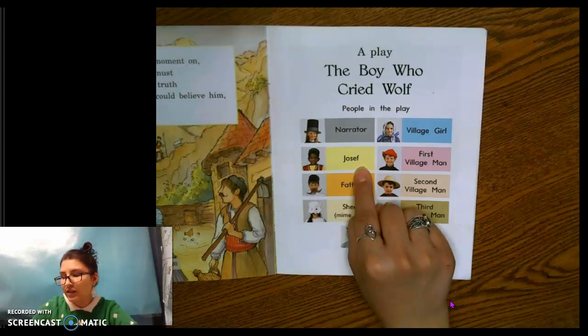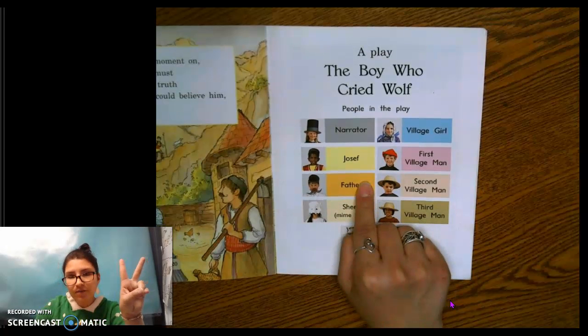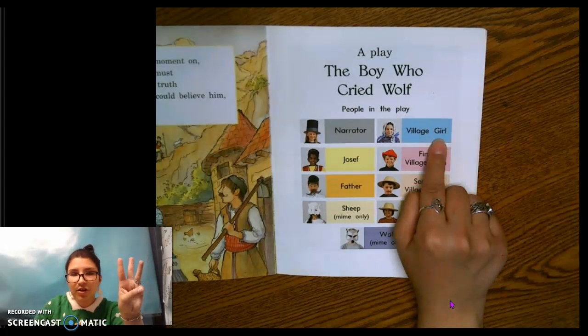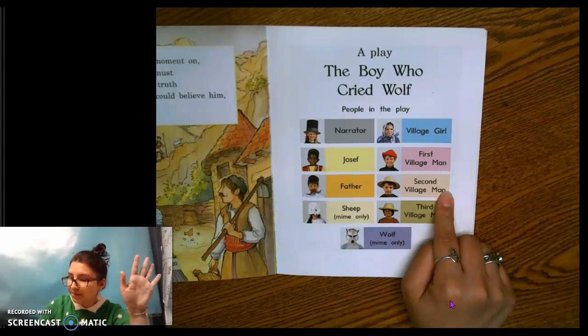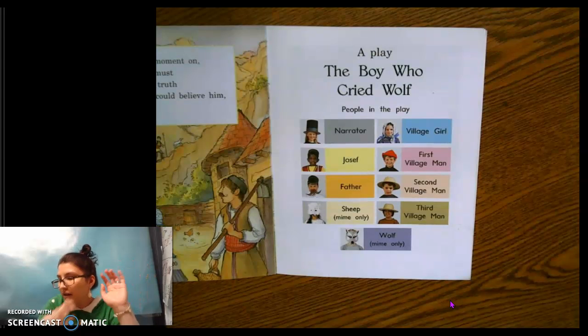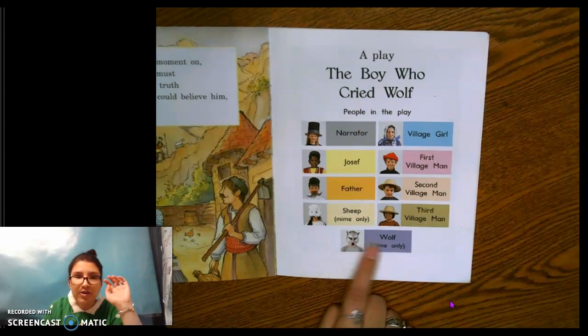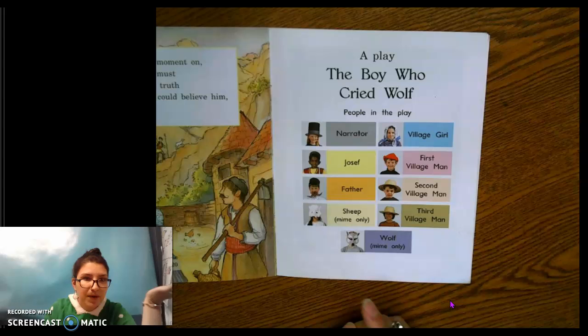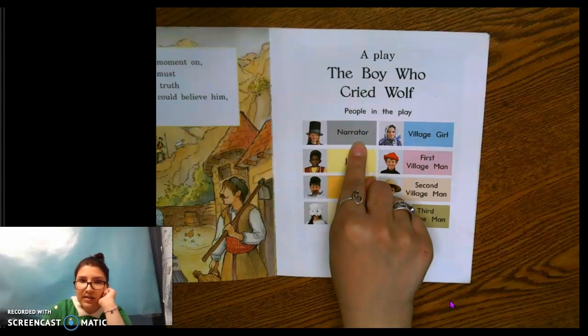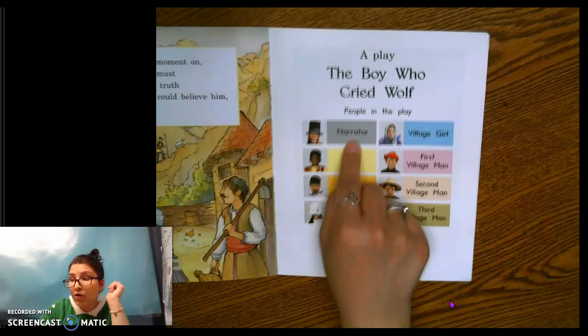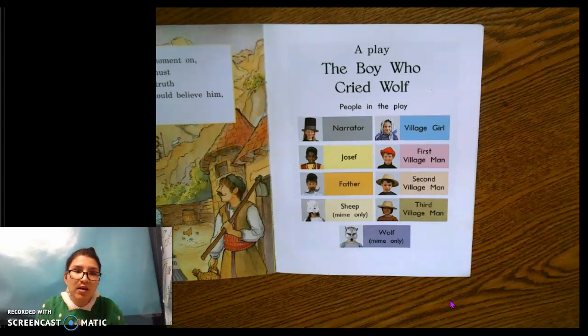There is Joseph, father, village girl, first village man, second village man, and third village man. The sheep and the wolf are characters in the play, but I didn't talk for them or anything, did I? So there were 6 characters, because the narrator is not a character in the play, is he? No, he's an important part of the cast, but he's not an actual character that's acting it out, right?